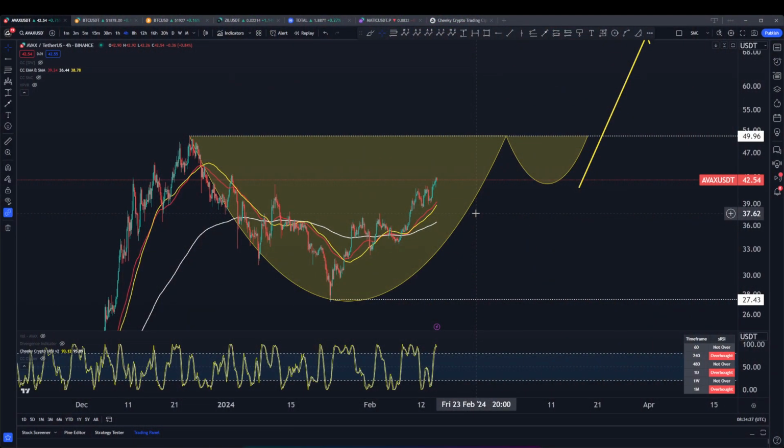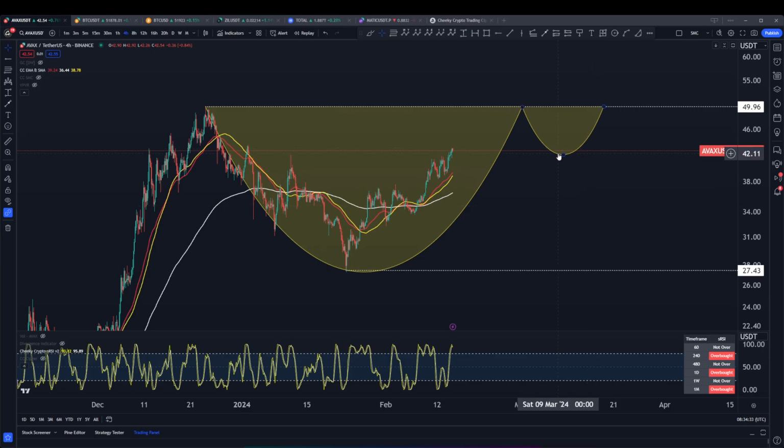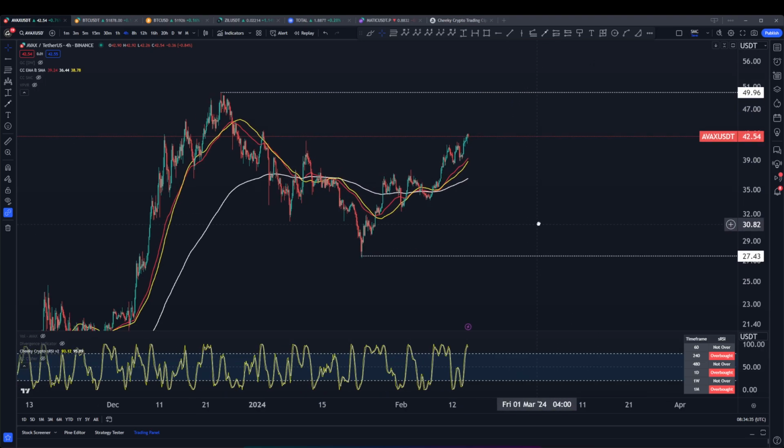There's many other analytical approaches to the markets that I believe are so much better than just your trend lines, your cup and handles, your head and shoulders. But nonetheless, here we can see the potential for a cup and handle pattern to be playing out quite well for Avalanche's AVAX. So I'm going to remove these for now, but we'll keep it in the back of our mind.